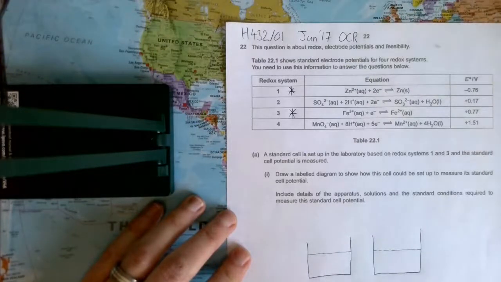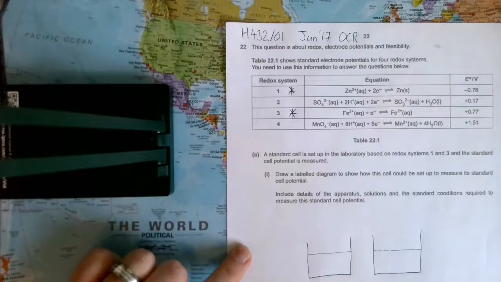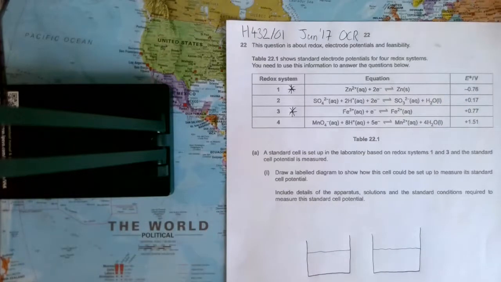Hello, this is OCR A-Level Chemistry going over an electrochemistry and redox question. It's from the H432/01, otherwise known as Paper 1, from the June 2017 series. So you're given a table and it's got standard electrode potentials for 4 redox systems, and we're going to have to refer to this in all the questions below.